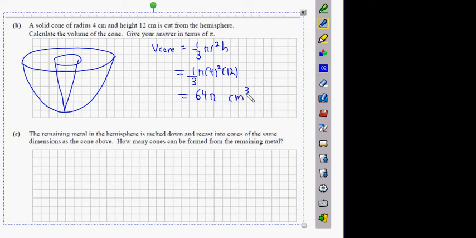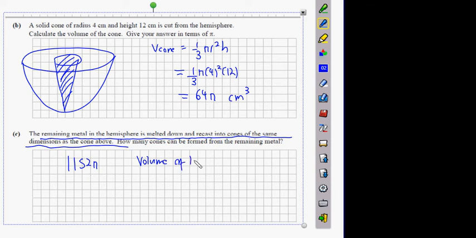Okay guys, now, key words here: remaining metal. See the words remaining metal. The remaining metal in the hemisphere is melted down and recast into cones of the same dimensions. So, what we could do, and what most people did, was this. What was the volume of your hemisphere before that cone was taken out? It's the answer to part 1. Okay, so 1,152 pi equals the volume of the hemisphere.